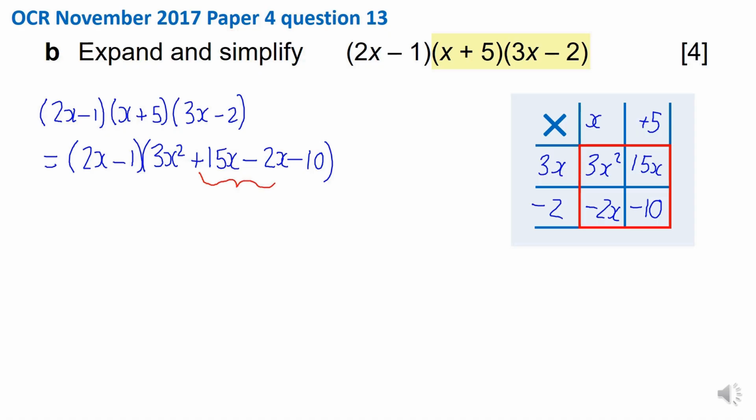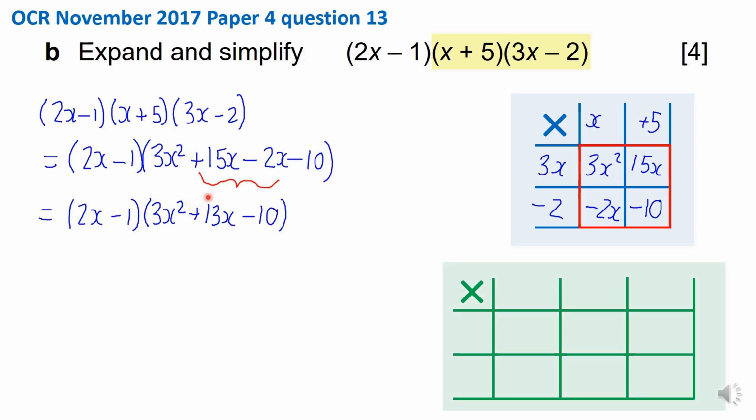The middle 2 terms simplify. So this is equal to 2x minus 1, 3x squared, and then 15x take away 2x leaves us with 13x, then minus 10. Right, now we have to multiply this bracket by 2x and then multiply it again by minus 1. And we can use a grid for this one as well.